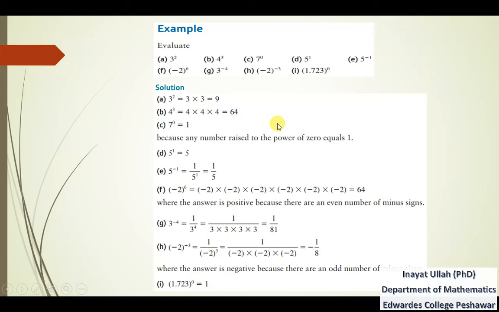And the last part is 1.723 to the power 0. So any number to the power 0 is 1, just the same as in part C. 7 power 0 is 1, so 1.723 power 0 is again 1. So that is the answer to all these parts of this question. So that's how we simplify the exponential form of a number.